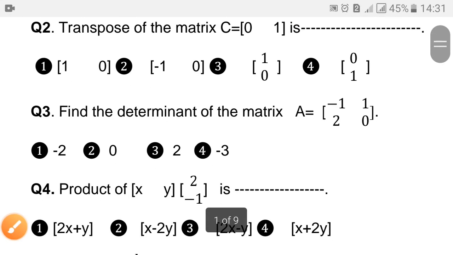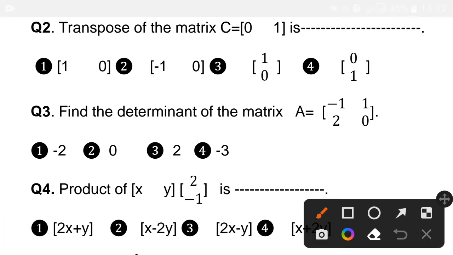Okay, in question 3, we are asked to find the determinant of the matrix A equal to, in the first row, minus 1, 1, and in the second row, 2, 0. For the determinant of a matrix, first of all we must have a square matrix. Square matrices are those in which the number of rows and columns are equal. In this matrix we have 2 rows and 2 columns. This is a 2 by 2 matrix.